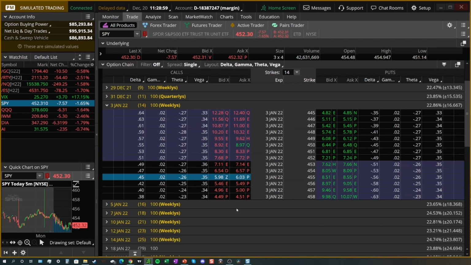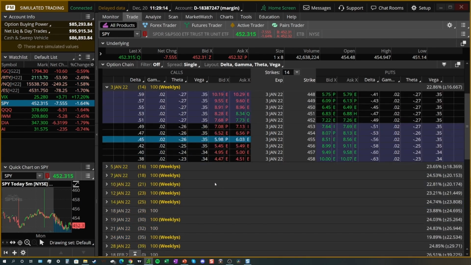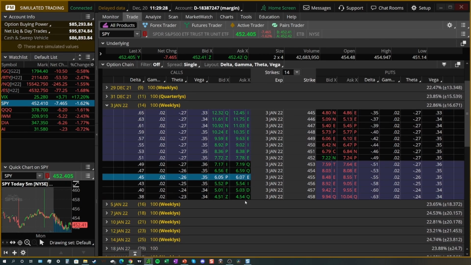So what we're going to look at now is the call calendar. We're going to look at selling a near-term option, and then we are going to buy a longer-term option. So let's go ahead and sell this 455 strike for January 3rd.